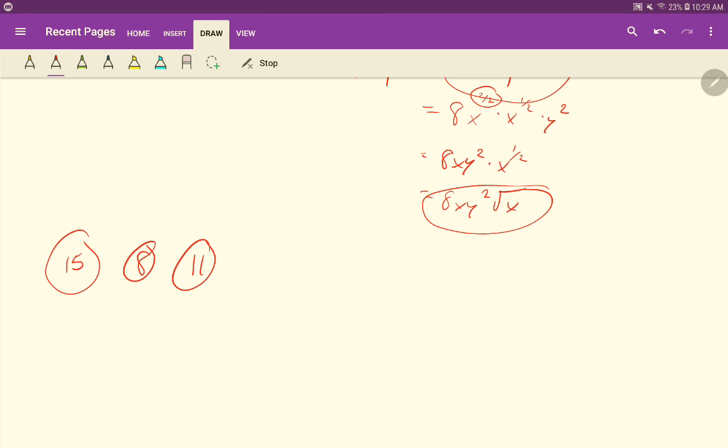Let's see here. 15's answer, you should get x to the 2 y as your final answer. For number 8, you should end up with just 2, I believe.